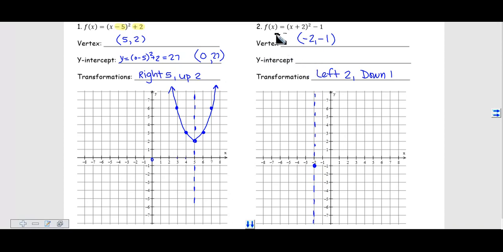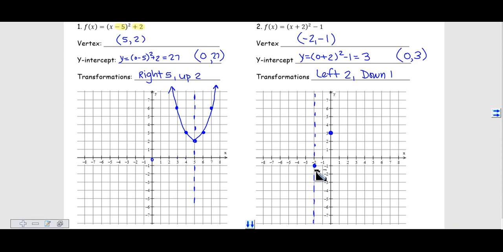So on my y-intercept, I'm going to put a 0 in where the x is. Y equals 0 plus 2 squared minus 1. Remember, this is a point. It's telling me that when x is 0, what is y? I'm getting ready to tell you. 0 plus 2 is 2, 2 squared is 4, and 4 minus 1 is 3. Now this is a point on my graph that I can go ahead and put down. 0, 3 is right here.